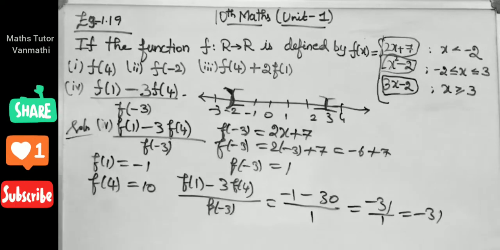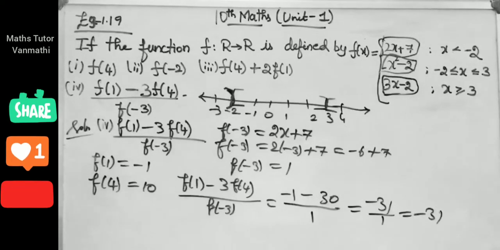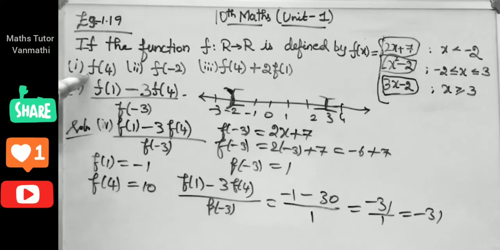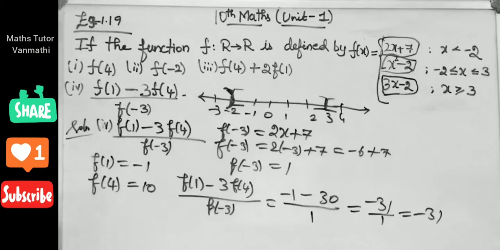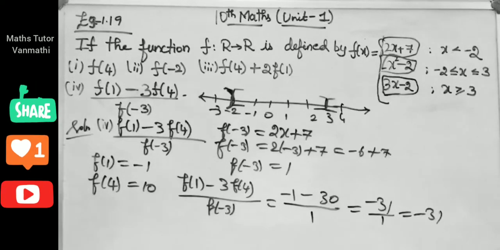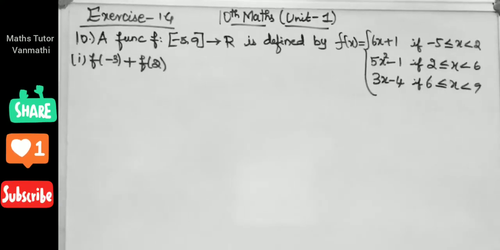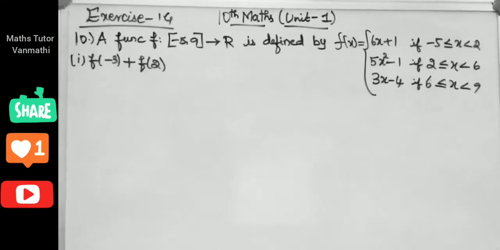Clear? These are the 4 subdivisions. For the first one you got 10, for the second one you got 2, for the third one you got 8, and for the fourth one you got minus 31. By choosing the limits properly, you can easily do this problem. Like this model we can see one in exercise problem and one homework from exercise 1.4, 10th problem. The last problem in the example, we saw the same model we are going to follow here.